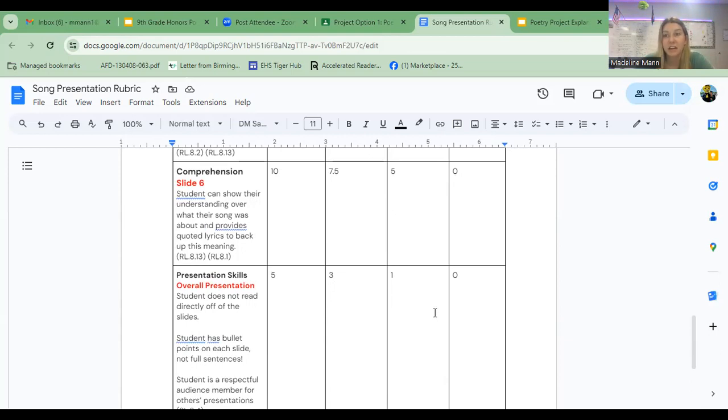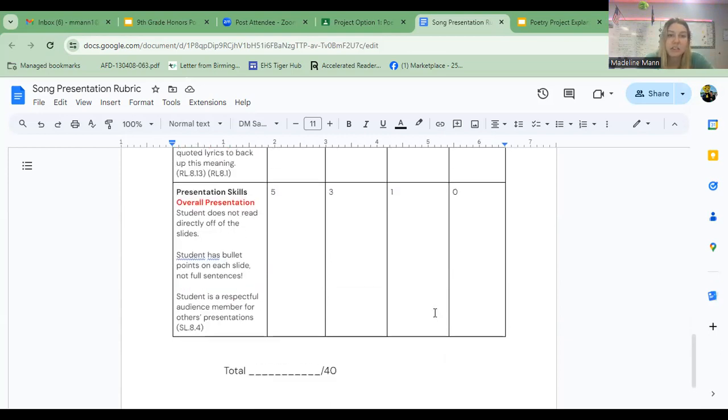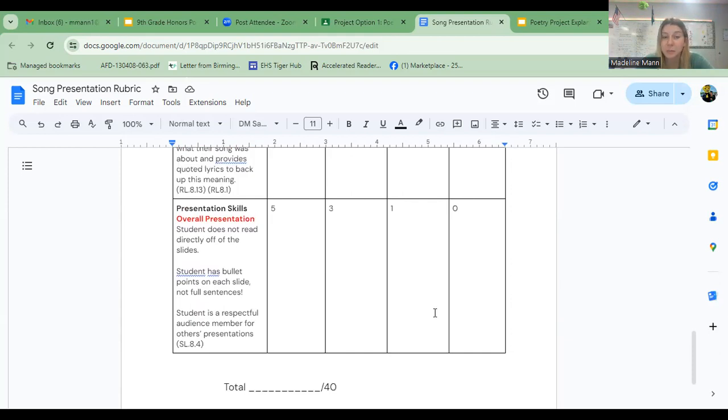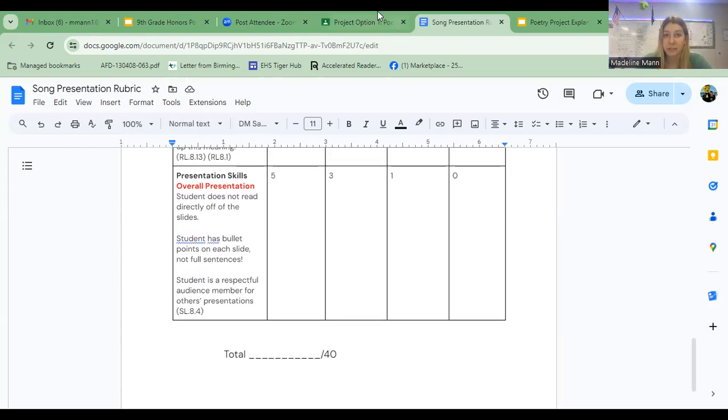And finally, presentation skills. Student does not read directly off of their slides. Student has bullet points on each slide, not full sentences. And finally, student is a respectful audience member for others' presentations. All for a total of 40 points on this one.